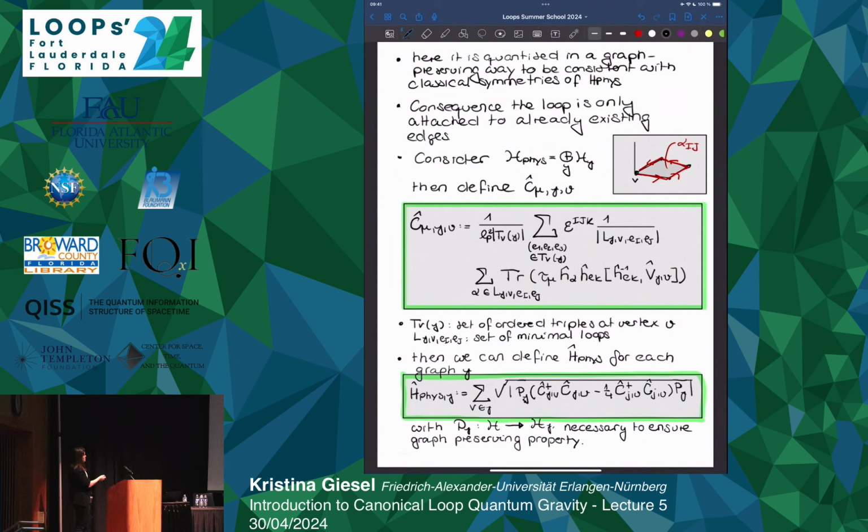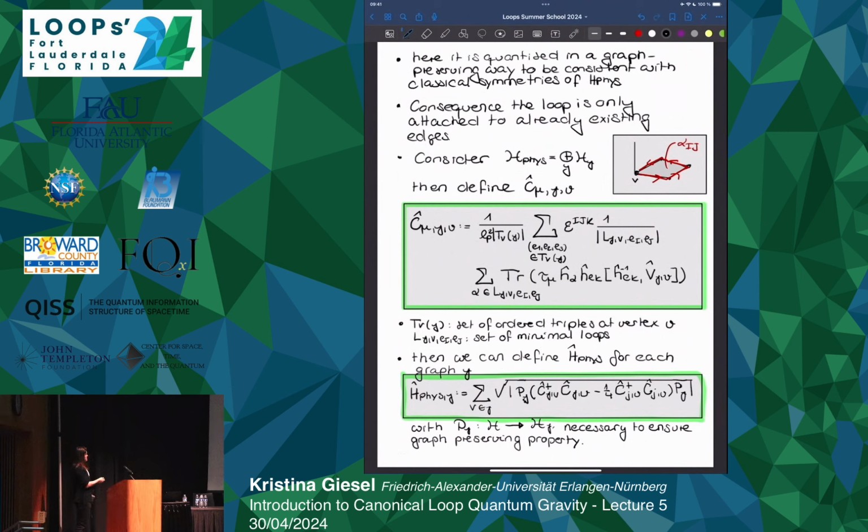So in order to define how this loop is attached along already existing edges, one introduces a so-called minimal loop, which means it chooses the loop which includes the minimal number of already existing edges, which is the case here. I could also attach the loop along edges which are further away, but that is not how this operator is defined. And then you basically divide here by the number, and then you sum over all triples at a given vertex again, and also divide by the corresponding number of ordered triples at a given vertex.